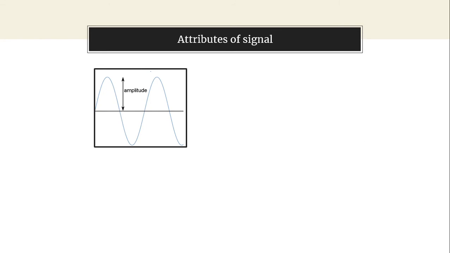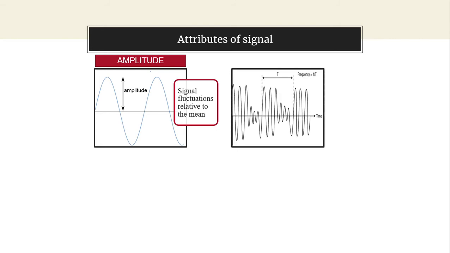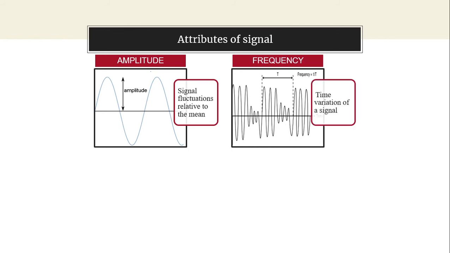The important thing here is what are the different attributes or parameters of a signal to define it. The first attribute is amplitude. Amplitude is defined as the variation or fluctuation of the signal around its mean or average value. The second is frequency. That is related to the time factor, the time variation of the signal, how frequently the signal is changing. That is called frequency.